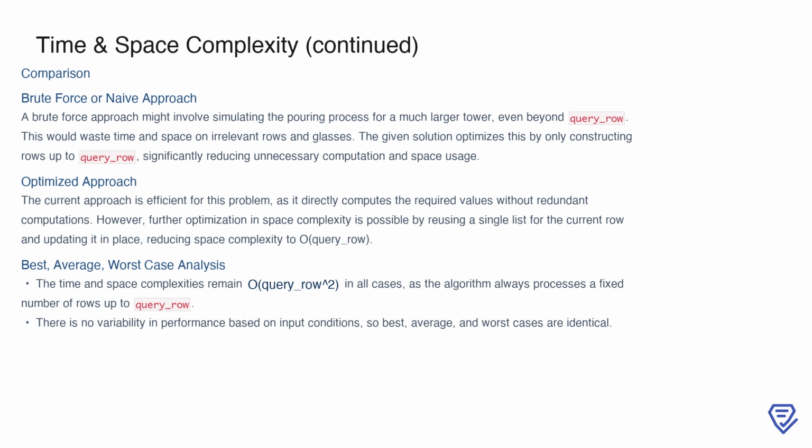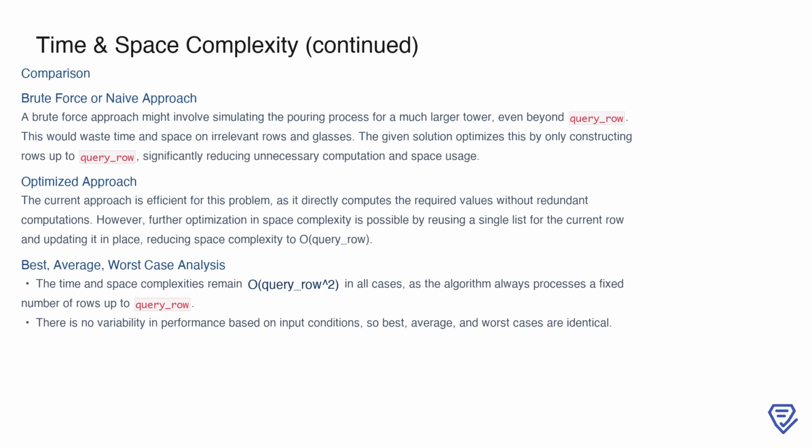In comparison to a brute force or naive approach, which might simulate the champagne pouring process for a much larger tower regardless of the query_row, our solution avoids wasted computation. By constructing only the rows up to query_row, we save both time and space. This optimization ensures that we focus only on the relevant portion of the tower.